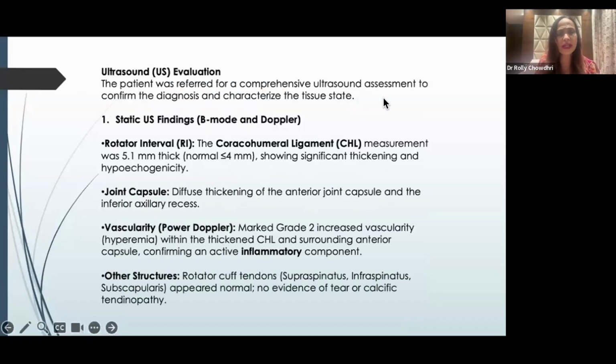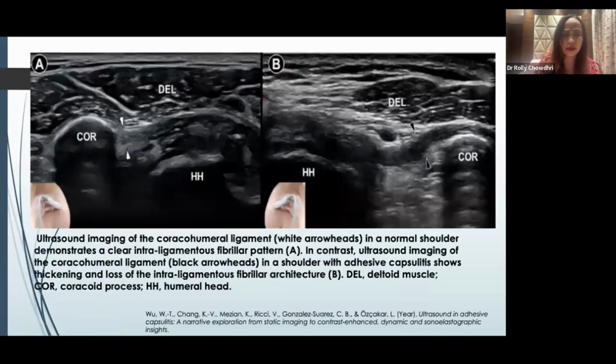So a comprehensive ultrasound assessment was done. We assessed all the ligaments, pulleys, coracohumeral ligament, joint capsule, and vascularity on power Doppler. It was quite vascular. I will just show you, and other structures to see whether the rest of the rotator cuff is good.